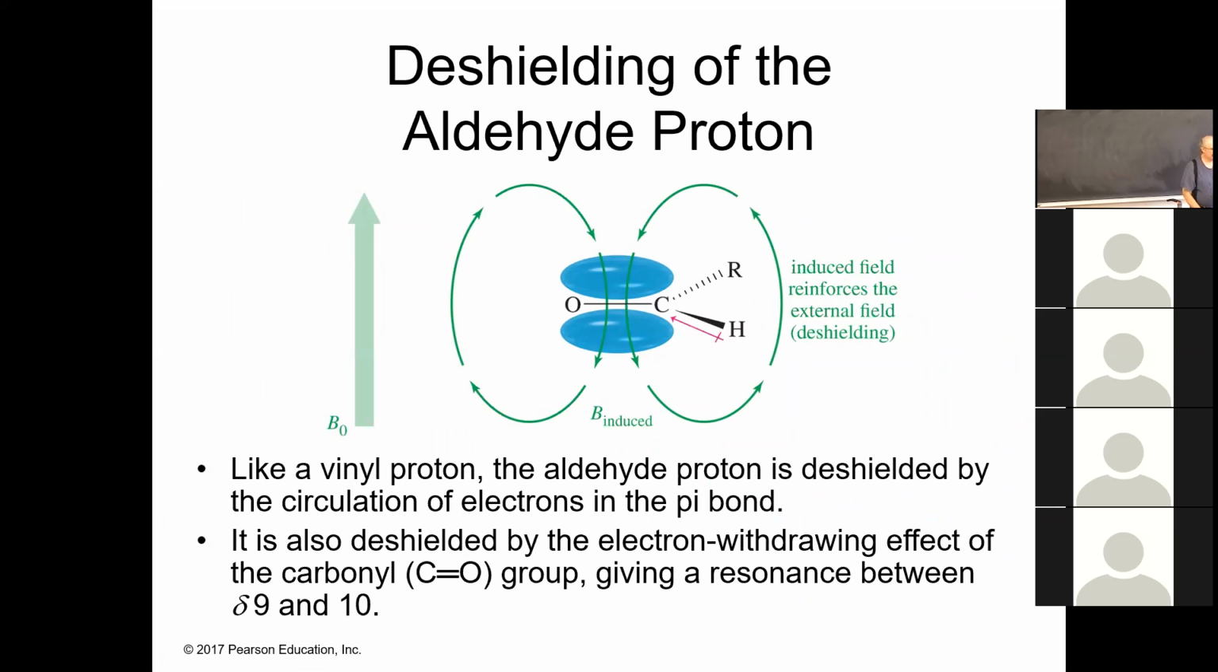Right, for an aldehyde proton, we've got 2 things going on. Okay, there's the strong dipole moment of the carbonyl. Okay, that's de-shielding. And also, the proton is in a de-shielded region of space. Okay, we call that anisotropy.